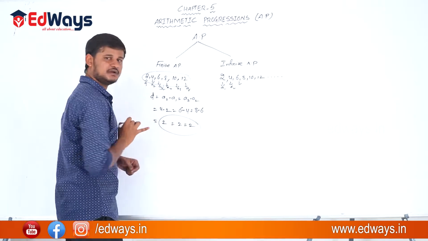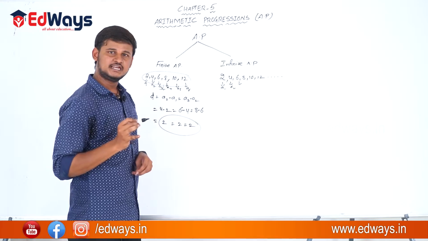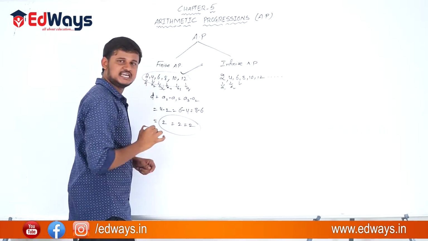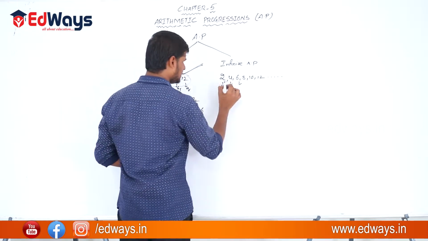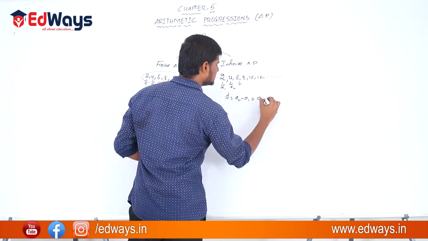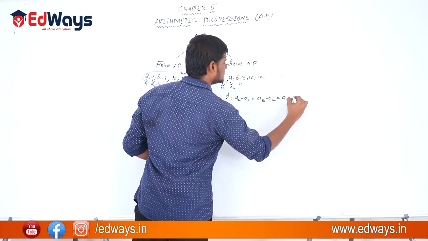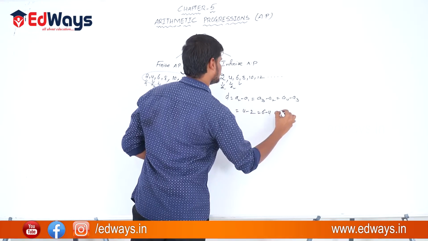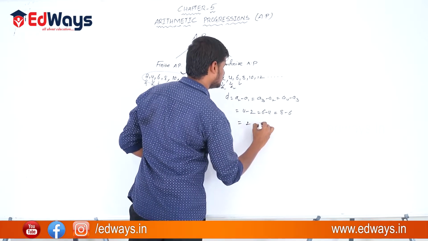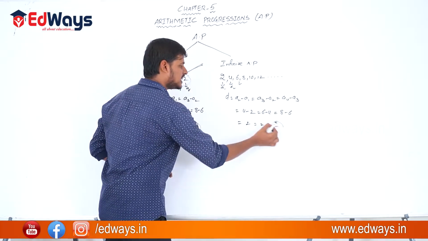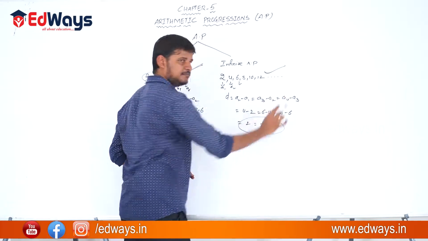So that means the common difference is the same, right? So then I can say it's an AP. It's an AP, right? But here, check here also: A2 minus A1, A3 minus A2, A4 minus A3. That is 4 minus 2, 6 minus 4, 8 minus 6: 2, 2, 2, right? So here also the common difference is the same, so it's an AP.